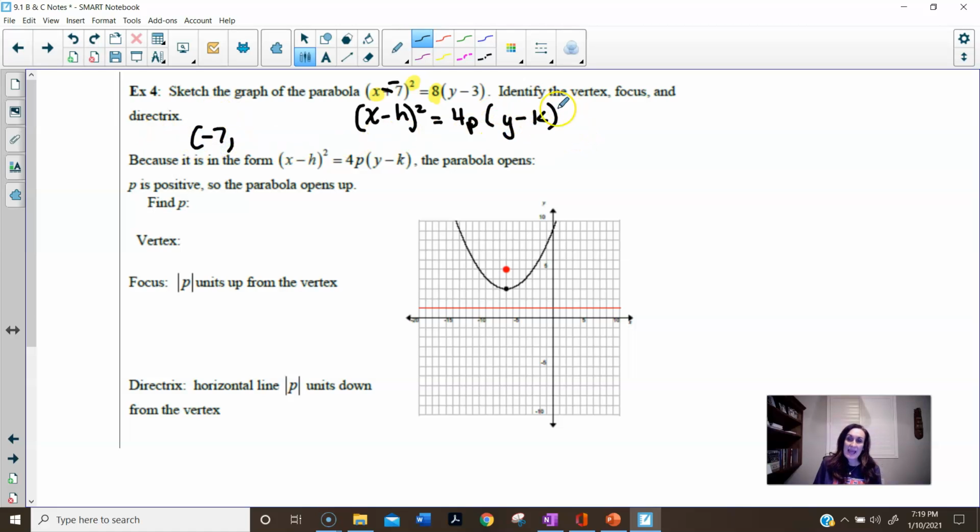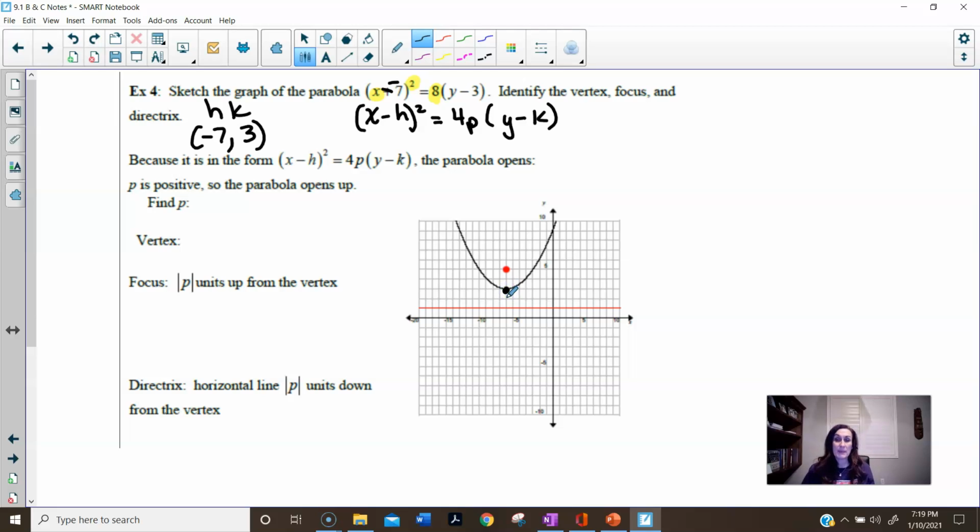And the k is going to be y subtract k. So the k is the positive 3. So there is your h, k: negative 7, positive 3. That's going to be the vertex of your parabola, which is drawn right here. So we went left 7 and up 3.